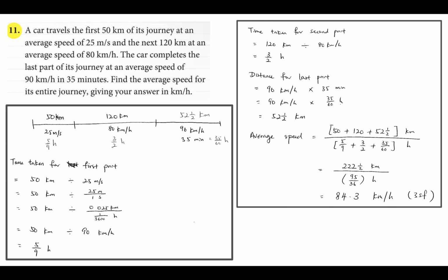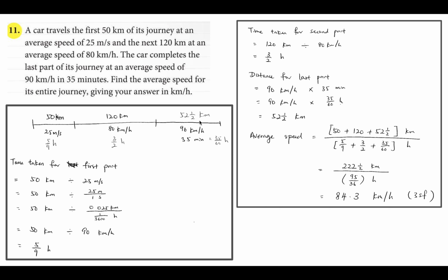So using the diagram, we can see very clearly what's going on already, but of course you still need to present your answers, right? So for the time taken for the first part of the journey, the first thing we do is convert the units. In this case, I converted the meters per second to kilometers per hour. Once we have that, we have the time in hours as 5/9 hours. Then for the second part of the journey, the information we are lacking is the time taken. So the time taken is 120 kilometers divided by 80 kilometers per hour, which is 3/2 hours.